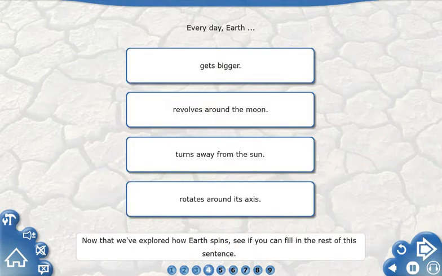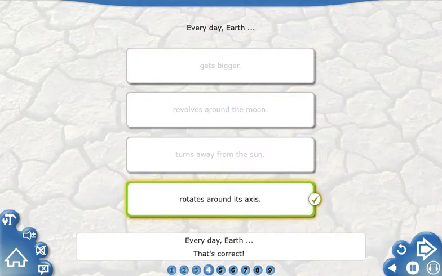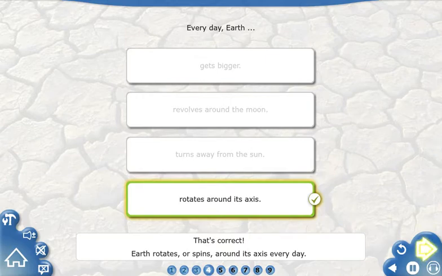Now that we've explored how Earth spins, see if you can fill in the rest of this sentence. Every day, Earth... That's correct. Earth rotates or spins around its axis every day.